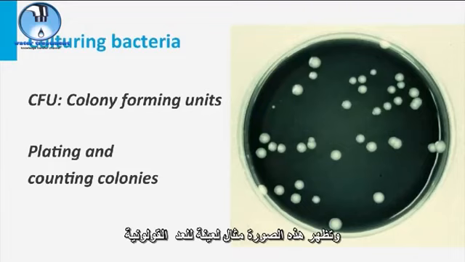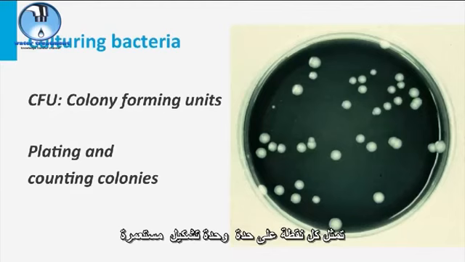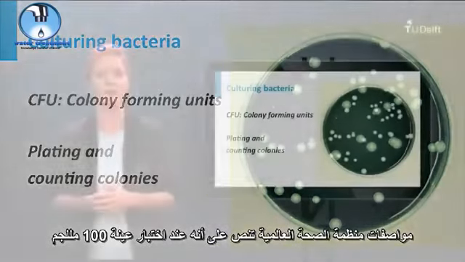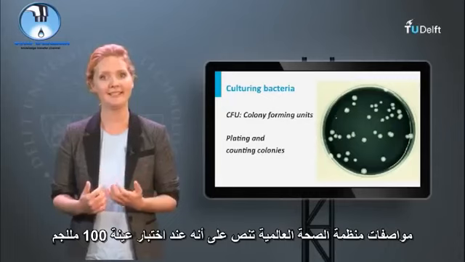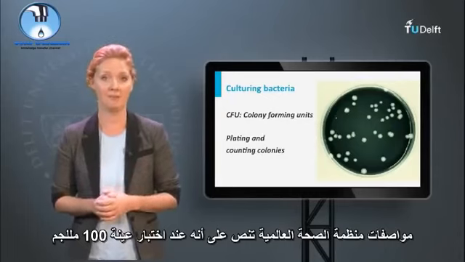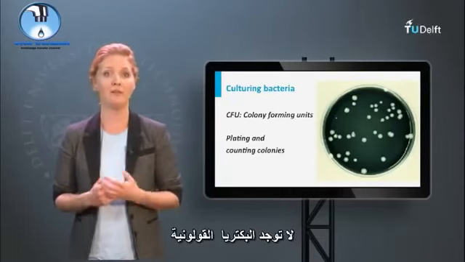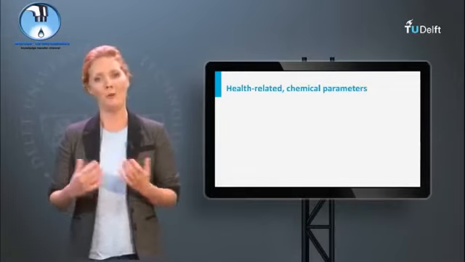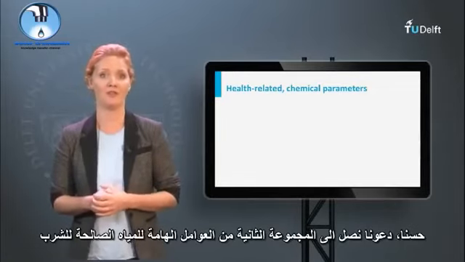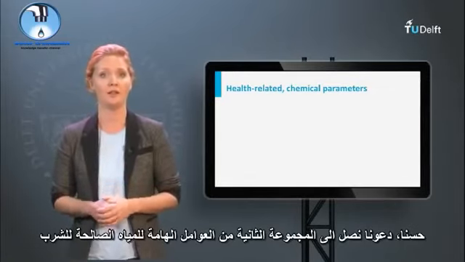This picture shows an example of a plated sample for E. coli counts. Each dot represents a colony-forming unit. In the guidelines of the World Health Organization, it is stated that when testing a 100 milliliter sample, no E. coli may be found.